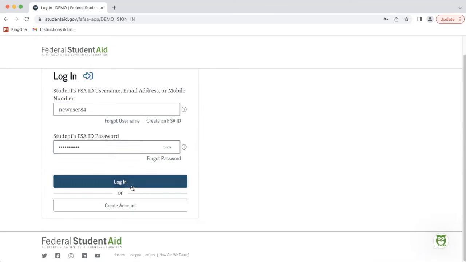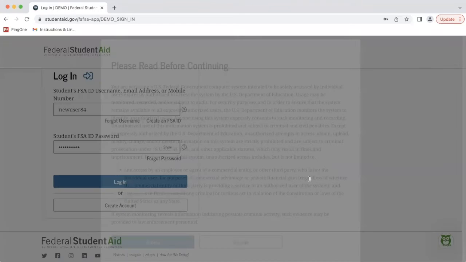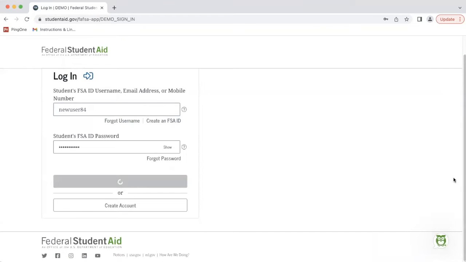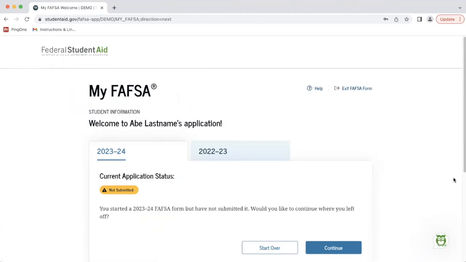As you create your FSA ID, make sure you put it somewhere safe because this is going to stay with you each and every year that you're going to complete the FAFSA and have anything to do with higher education. So it's a really important thing to hold on to. And also, because it is going to carry some personal information, make sure you don't share it with anyone else.